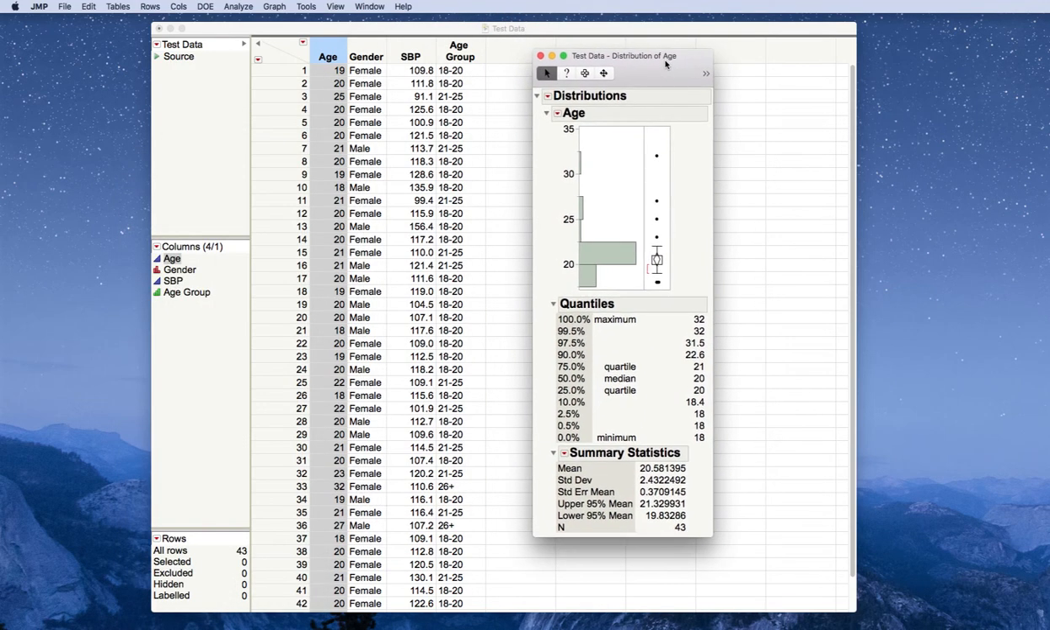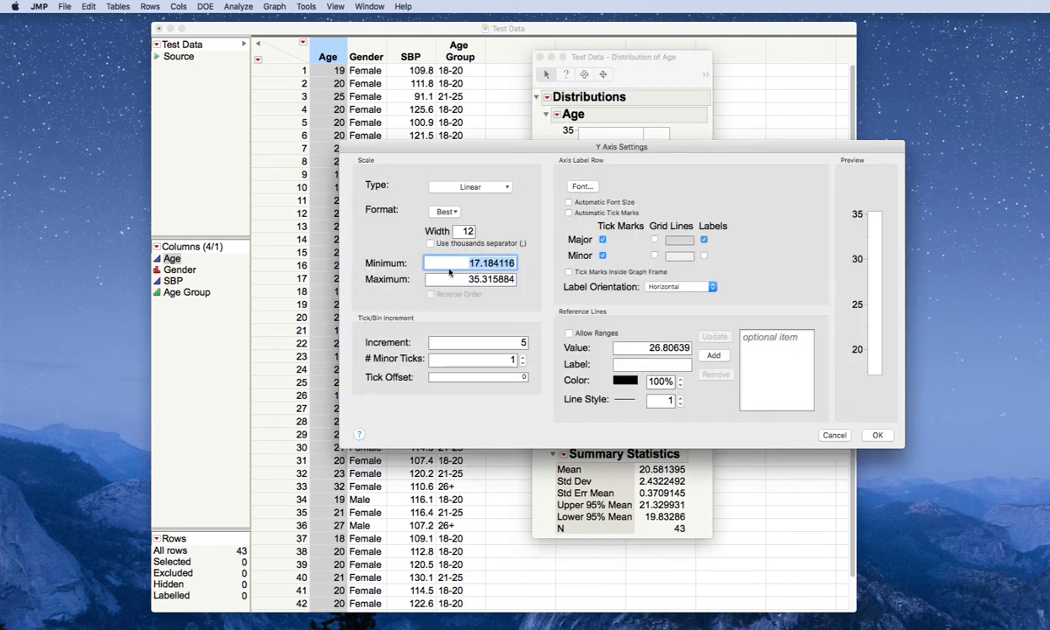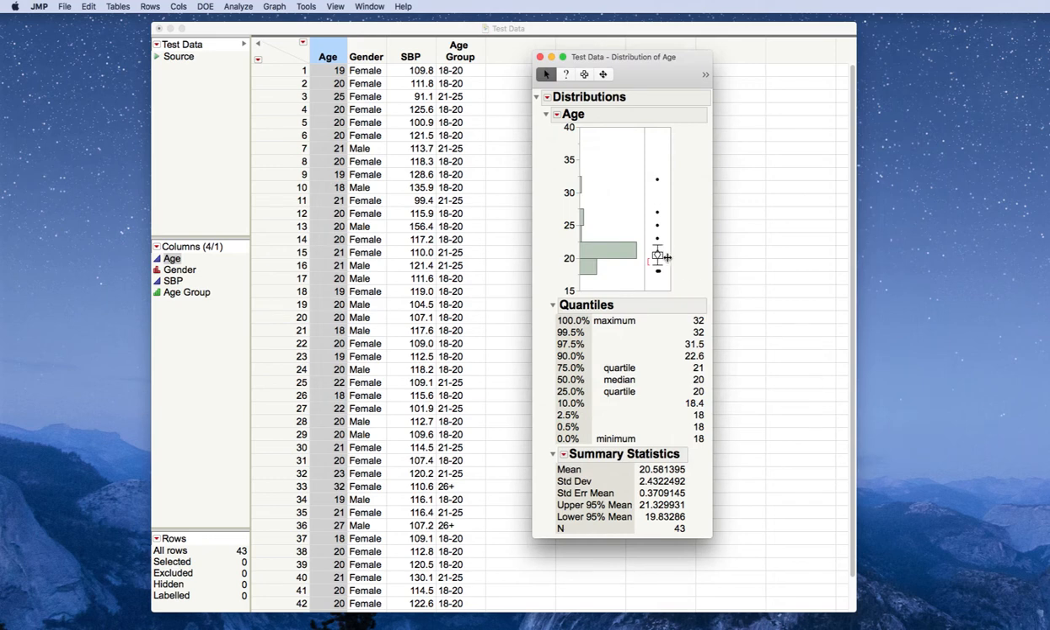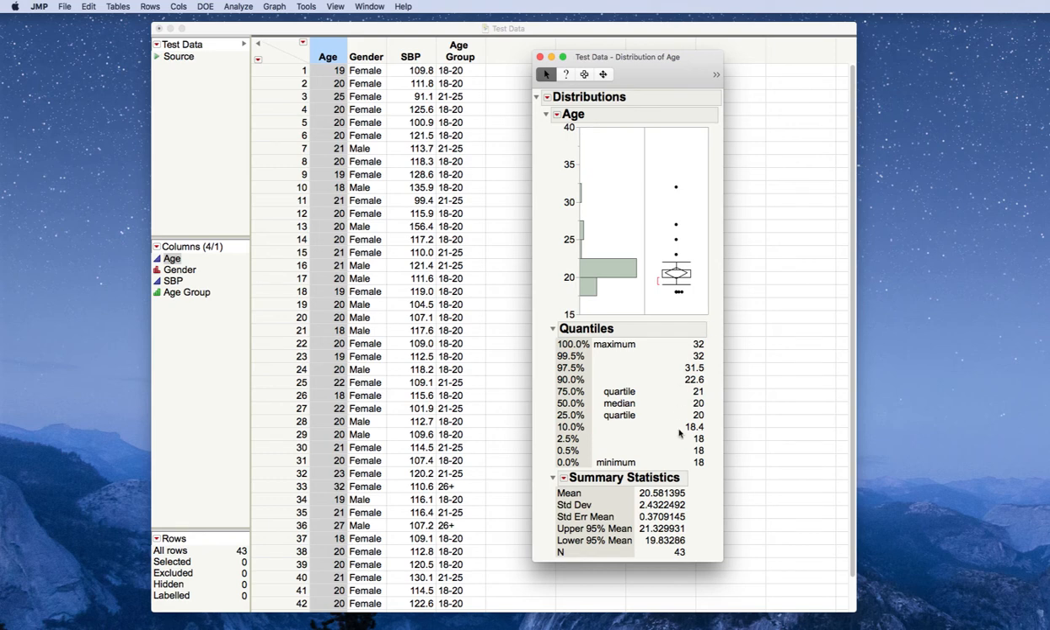You'll see here in the output, you get what is called a histogram that shows you the values of age. Anytime you would like to change an axis, you can right-click and change the axis settings. So we could take age from 15 to 40 and press OK. You can also stretch or make things larger. You'll see the summary statistics here.